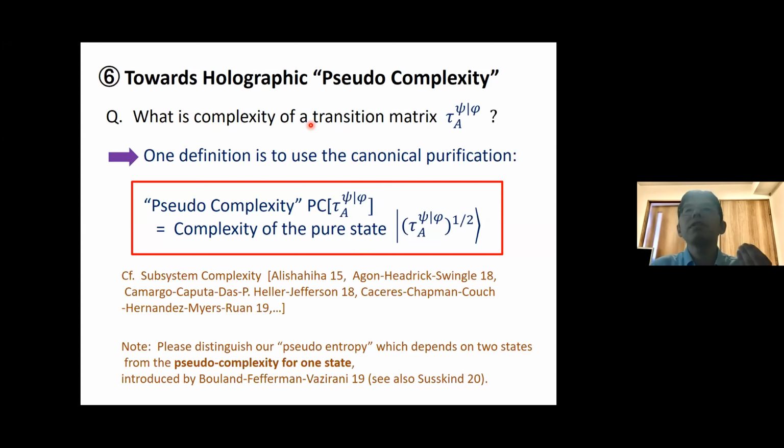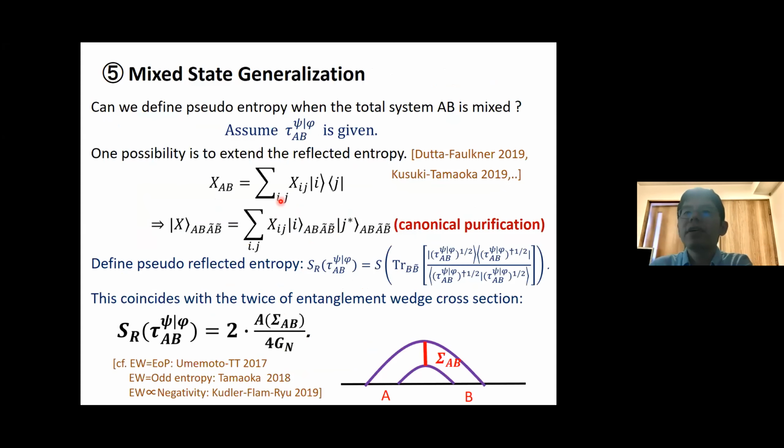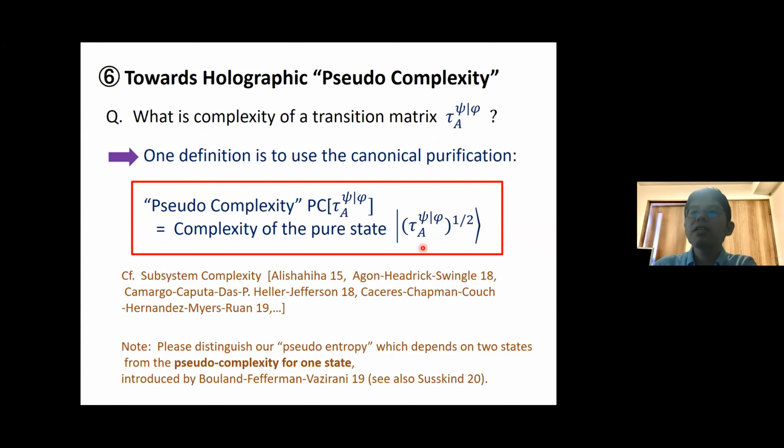And so we can talk about this by purification, canonical purification. We can define pseudo complexity, a kind of complexity of a pure state, the square root of this tau, which we introduce here. This is closely related to the idea of subsystem complexity by these authors. There are many works in this direction. If we talk about reduced density matrices and their complexity, we have to purify anyway. So this is a common issue.